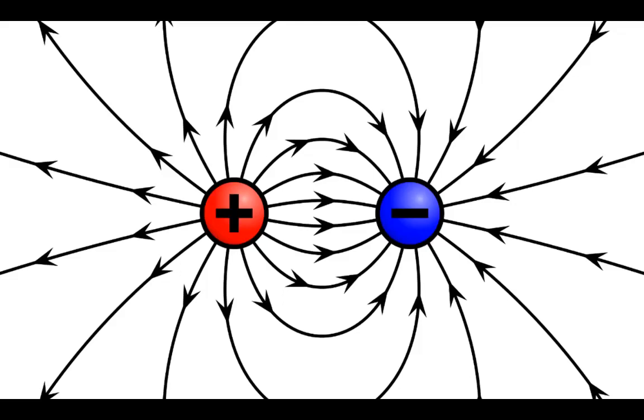But I also want to point out the direction of the arrows. The arrows are going to point from the positive charge to the negative charge. This is the typical setup for how we go ahead and indicate a field. And I'll tell you why here in just a minute.